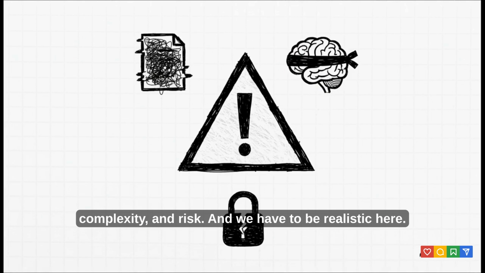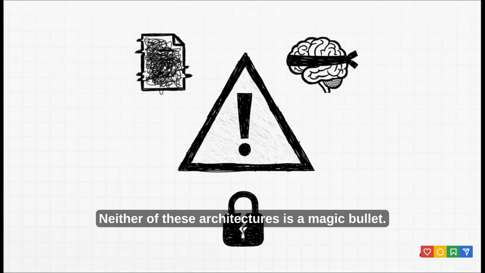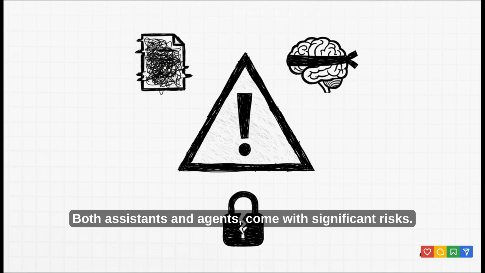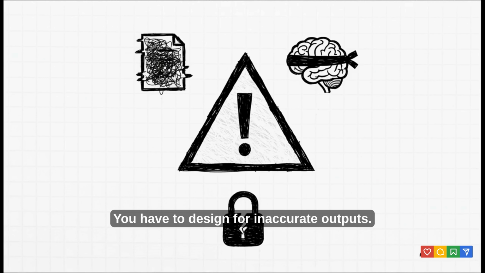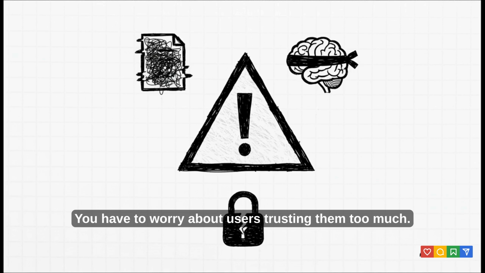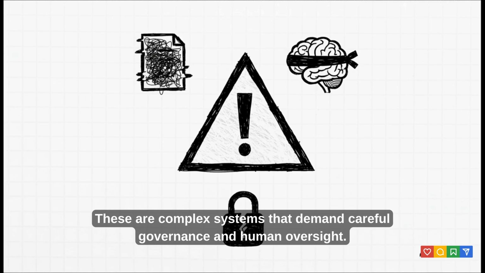And we have to be realistic here. Neither of these architectures is a magic bullet. Both assistants and agents come with significant risks. You have to design for inaccurate outputs, you have to worry about users trusting them too much, and you have to engineer for reliability and security. These are complex systems that demand careful governance and human oversight.